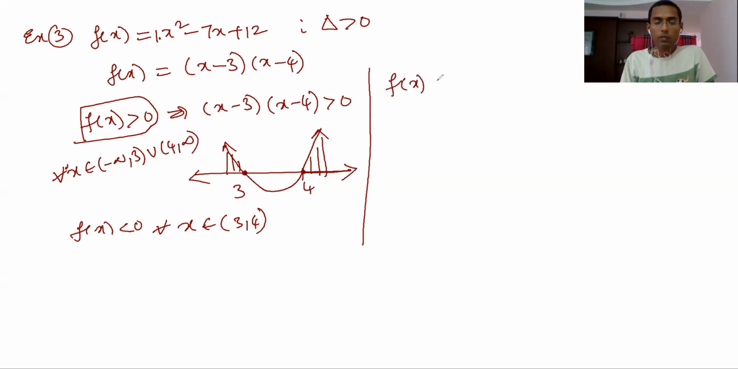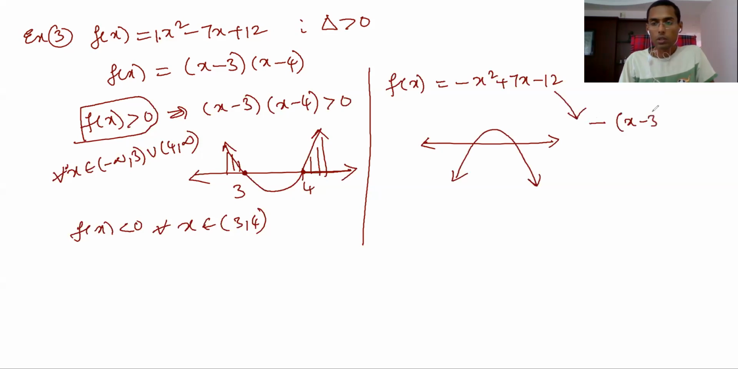Another expression: f of x equal to minus x square plus 7x minus 12, I'm writing. This expression is the same, you just have to take minus common. So this is minus of x minus 3 into x minus 4. At 3 it is 0, at 4 it is 0, the roots are the same, and between 3 and 4 it is positive.